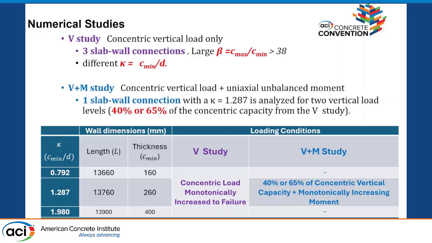And we have 3 cases. So the thin wall with kappa around 0.8, and then 1.287 and almost 2. And for the unbalanced moment study, we only used 1, the middle one. That one was analyzed under concentric loading up to approximately 40 and 65% of the capacity of the concentric load, and then unbalanced moment applied to the slab until failure.